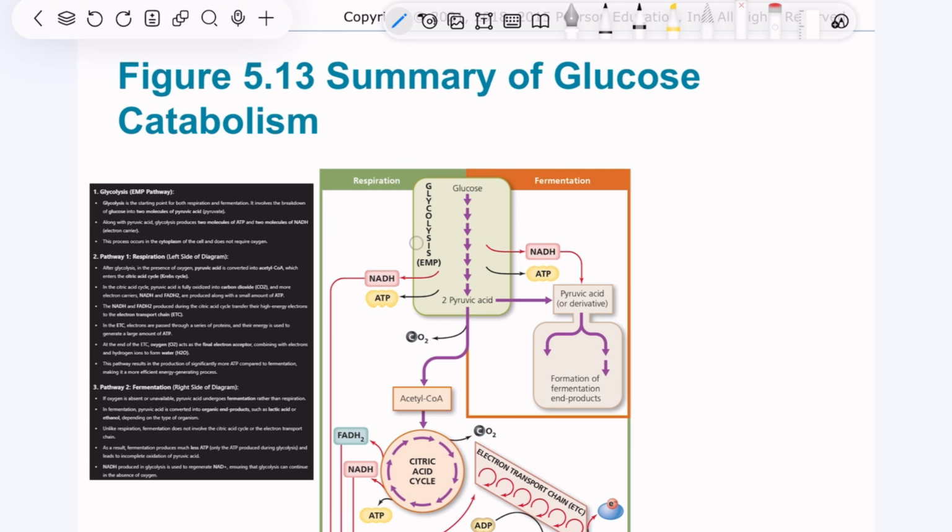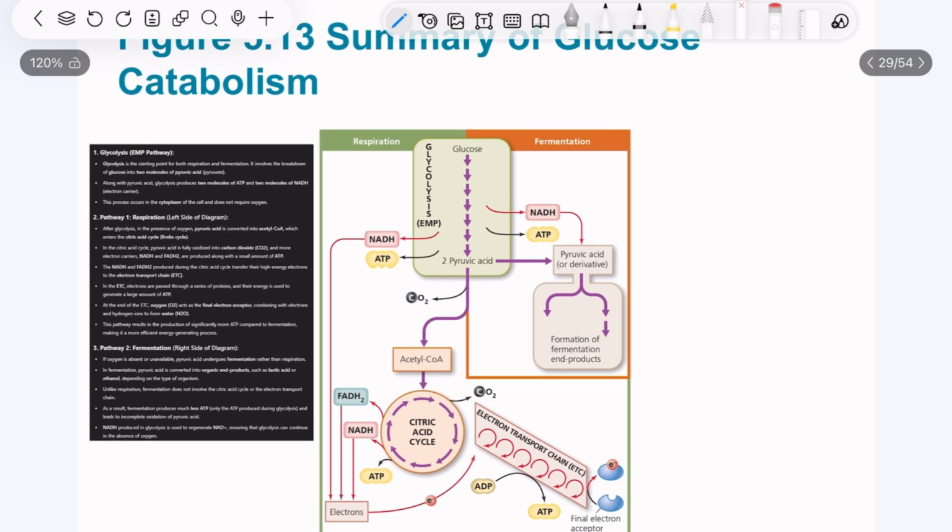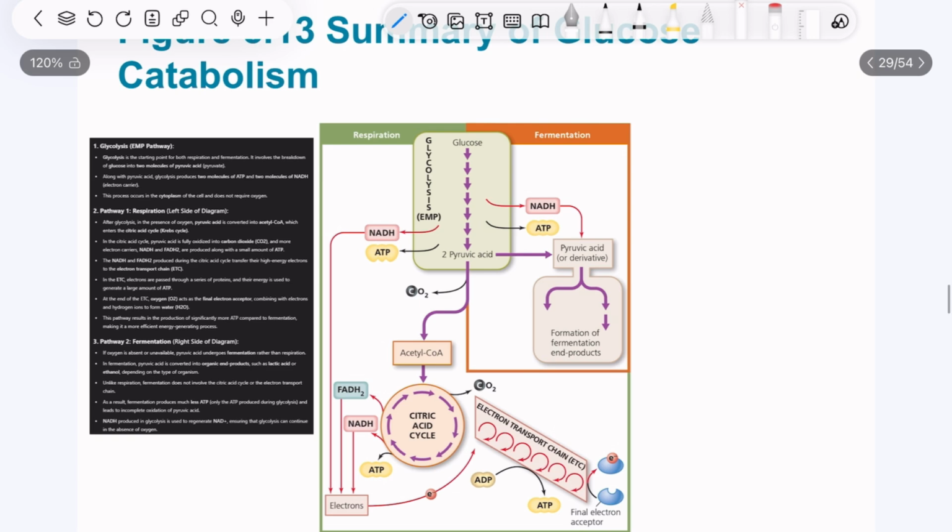So, glycolysis, or the EMP pathway. Glycolysis is a starting point for both respiration and fermentation. It involves the breakdown of glucose into two molecules of pyruvic acid. Along with the pyruvic acid, glycolysis produces two molecules of ATP and two molecules of NADH. These are the electron carriers. This process occurs in the cytoplasm of the cell and does not require oxygen.